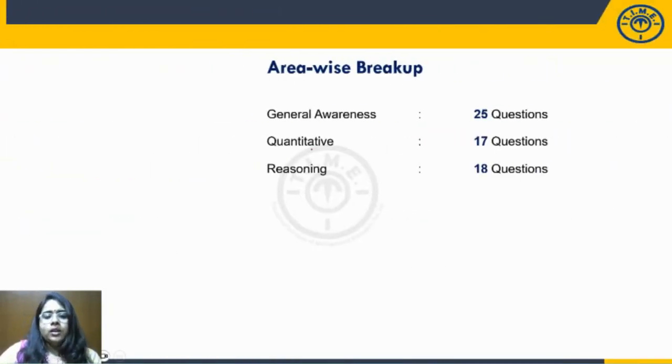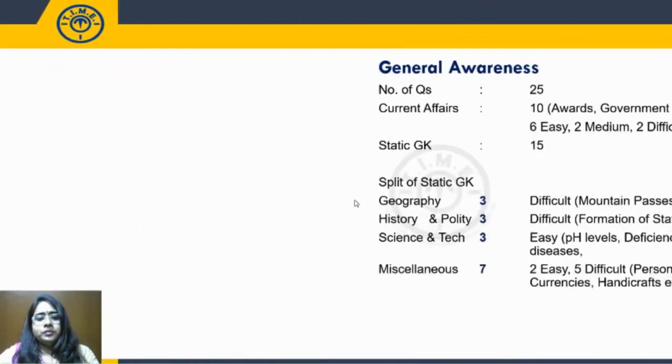Now if you look at the area wise breakup under this section, under general awareness, you had 25 questions. Under the quantitative section, you had 17 questions, and under the reasoning section, you had 18 questions. Now let's look at each of these sections in isolation.